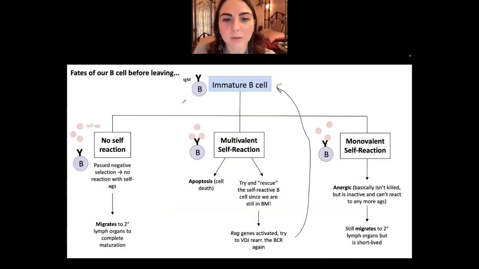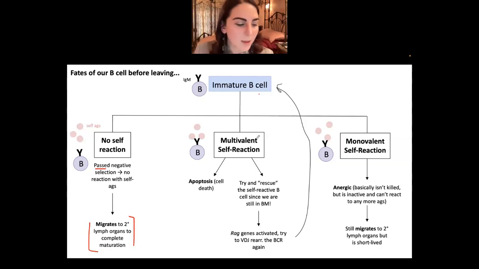Okay, so here's all of the things that can happen with negative selection. Here's our immature B cell with IgM on its surface. Here are some self-antigens. Let's say this B cell does not bind to any of these self-antigens. That means it passed negative selection. There's no reaction with self-antigens, so it's allowed to leave. It graduated. It can go to college. It can now migrate to secondary lymphoid organs and continue the next step, which is the antigen-dependent diversity. So that's one thing that can happen.